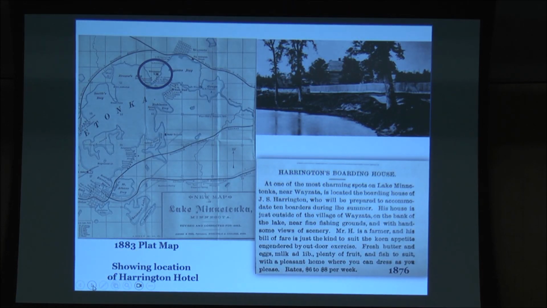So there's a little map on the left, and in the blue circle is Lookout Point, and Harrington House's little black dot on that point. And then there's also a little ad that talks about the fact that Mr. Harrington is a farmer, and he's going to serve fresh eggs and fresh milk and fresh fruit and fresh vegetables, kind of the original farm to table that we've cycled back to now, right?